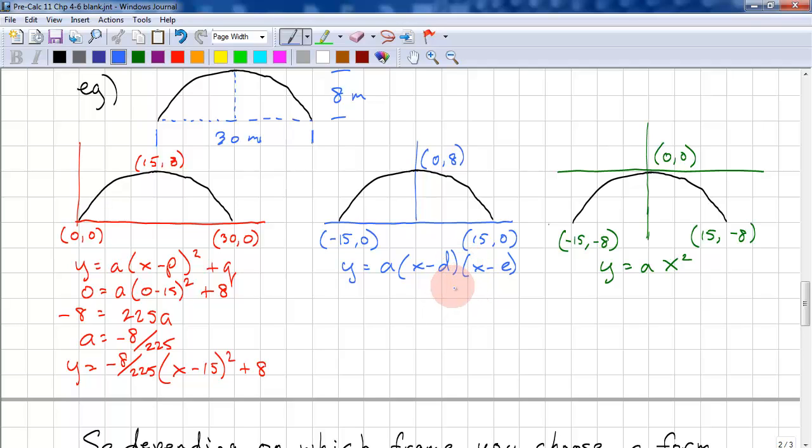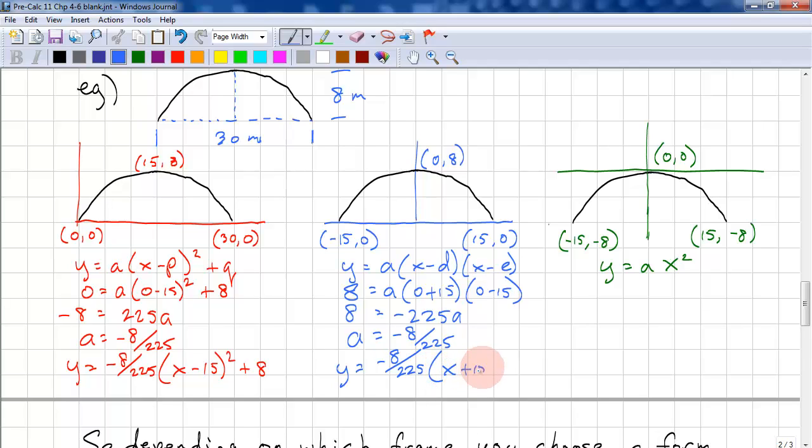In this factored form, we plug in our point. This point's easy. 8 is equal to a. This is 0. We know what the factors are. We have negative 15 and positive 15. So we have 8 equals negative 225a again. So a equals negative 8 over 225. And we just plug it in. Negative 8 over 225, x plus 15, x minus 15.